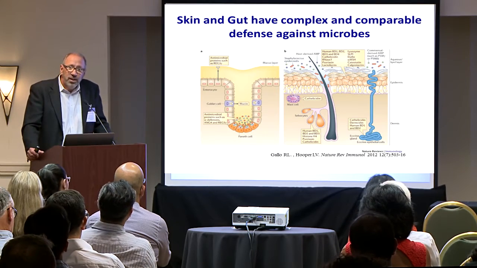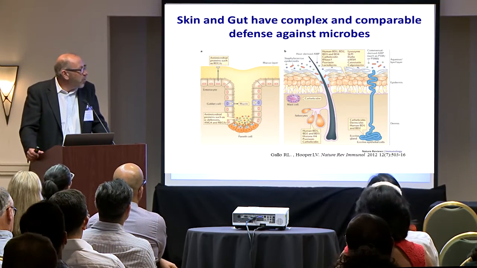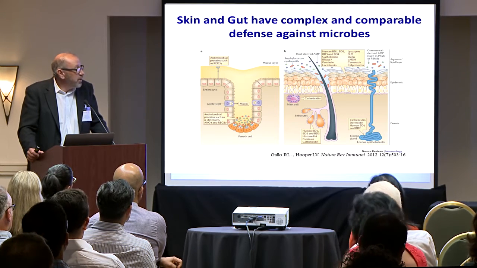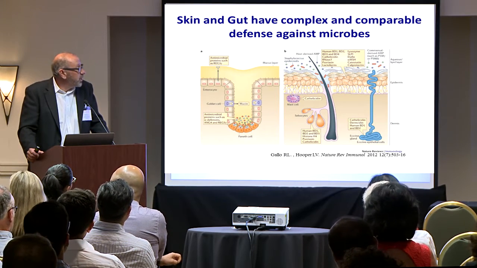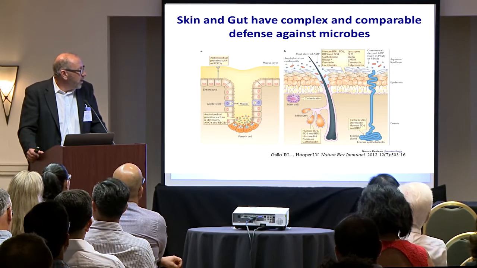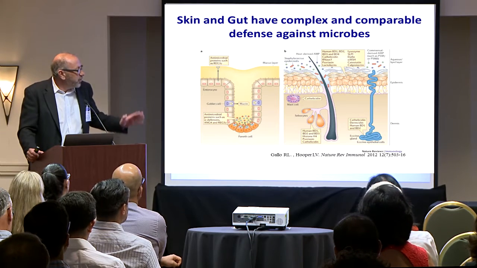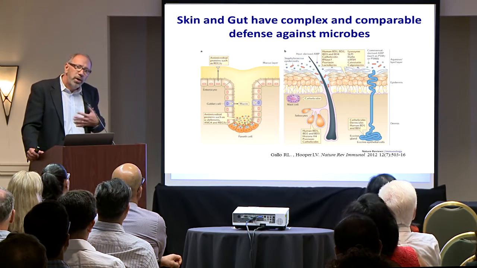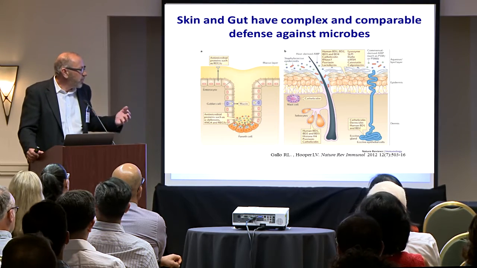Just to set in framework the way we think about the skin microbiome, we've known for a long time that both the skin and the gut have very complex and comparable defense systems. This is from a review we wrote a few years ago. And it kind of, at a 1,000-foot level, illustrates the way we as immunologists and cell biologists have thought about skin host defense networks. And that is that there are specific molecules, specific receptors, specific cell types working together with canonical and non-canonical signaling pathways that generate function.